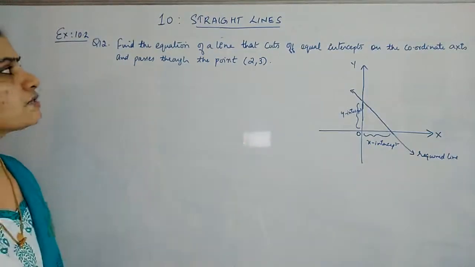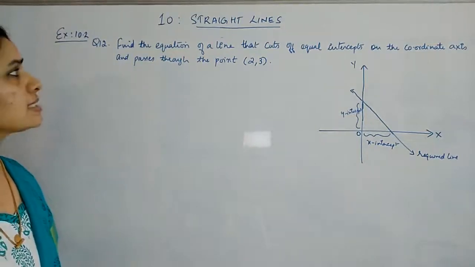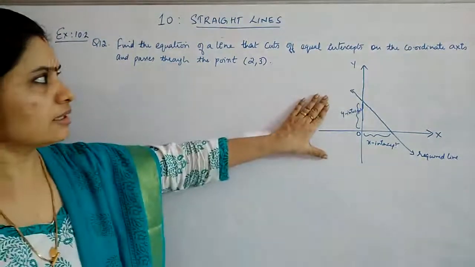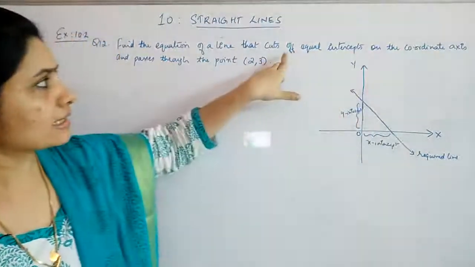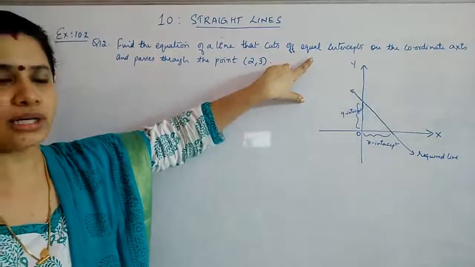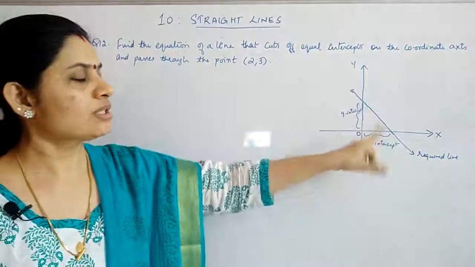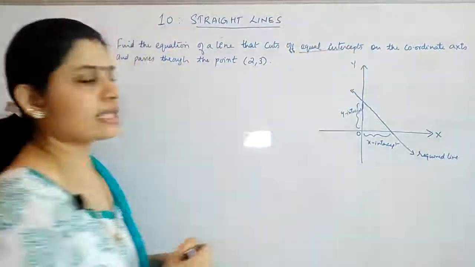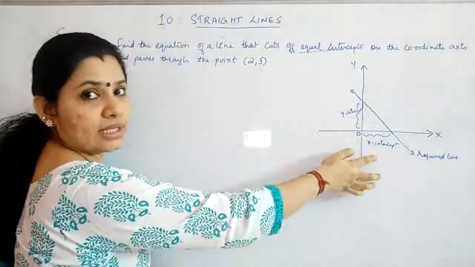Question number 12 is, find the equation of a line that cuts off equal intercepts on the coordinate axis and passes through the point 2, 3. So I have drawn the figure, that is the equation of this line you need, that is this is the required line, and it is cutting off equal intercepts on the coordinate axis, the xy axis. It is cutting both the axes at the same distance, that is the meaning of cuts off equal intercepts. That means the x-intercept as well as the y-intercept both are equal in length.